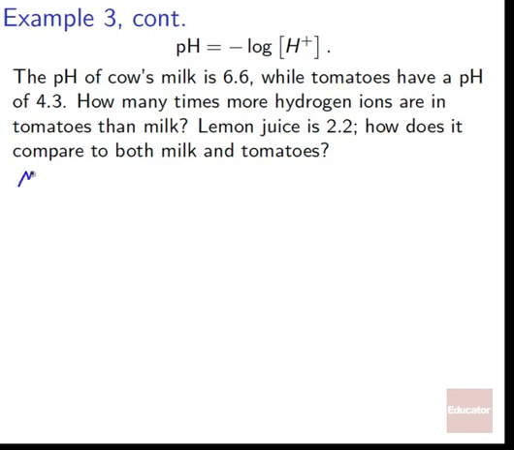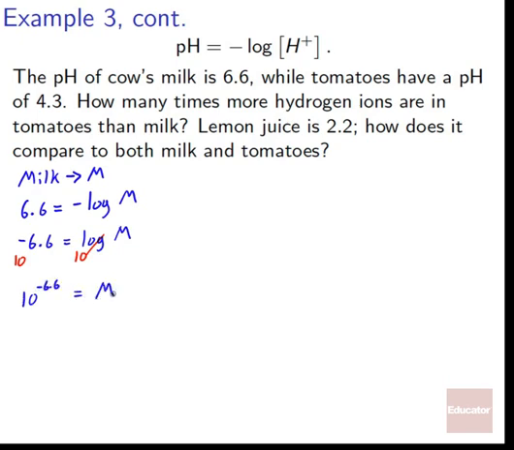So first we'll look at milk. For milk, we'll describe its hydrogen ion concentration with the letter M. So its pH was 6.6, and that's equal to negative log of M. We move the negative over, we get negative 6.6 equals log of M. We can raise both sides to the 10. This cancels out, and we wind up getting that 10 to the negative 6.6 is equal to the molarity concentration of milk. Cool.